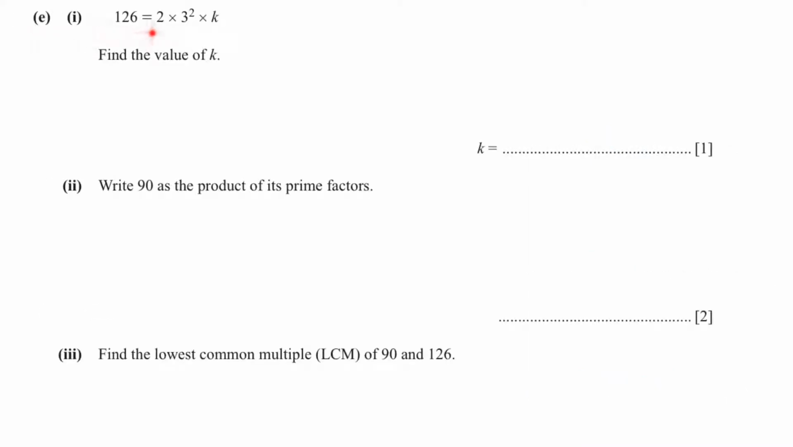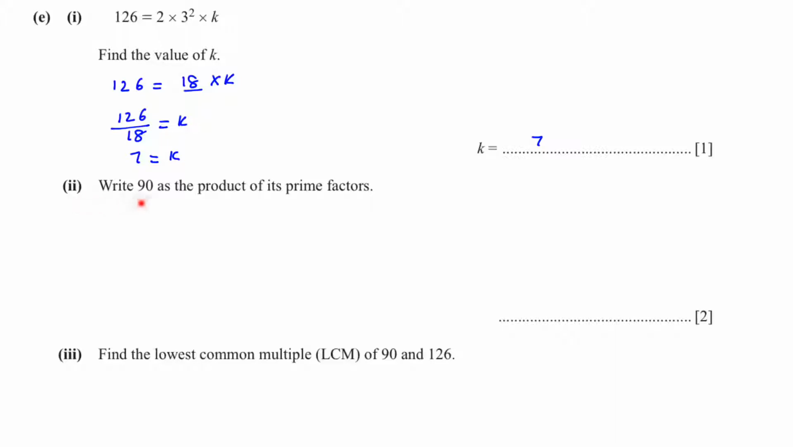E1: 126 is equal to 2 multiplied by 3 squared multiplied by k. Find the value of k. 126 is equal to 2 multiplied by 3 squared, which is 18, multiplied by k. This is a multiply. You bring it to the other side, it will be a divide, and you will get 7 is equal to k.